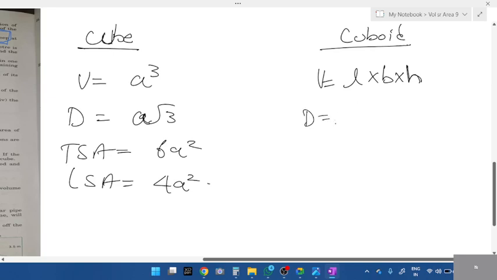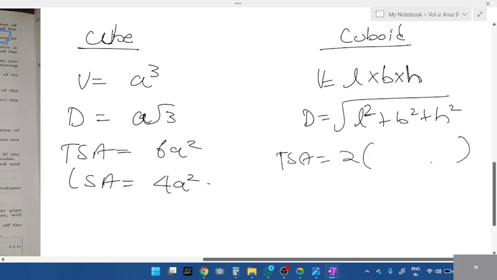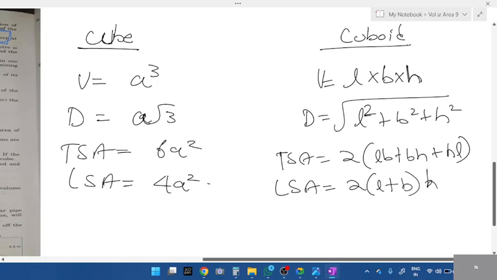Next, what is diagonal formula? All of you respond. Diagonal is square root of l squared plus b squared plus h squared. Okay, what is total surface area? Correct. 2 into (LB plus BH plus HL or LH). Lateral surface area is 2 into (L plus B) into height. Just go through this.